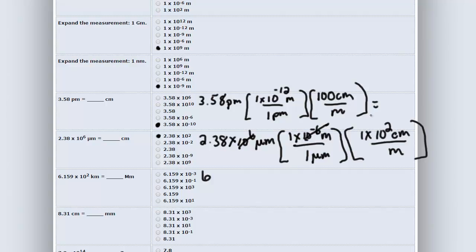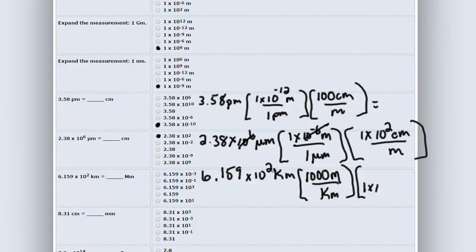I'm hoping that you're finding this easy. 6.159. There's that 5 looking like a 6 again. 6.159 times 10 to the 2, and that's kilometers, and we have to go to megameters. Okay, so there's 1,000 meters in a kilometer. Now mega, that's a million. So there are 1 million, or 1 times 10 to the 6 meters in 1 megameter.